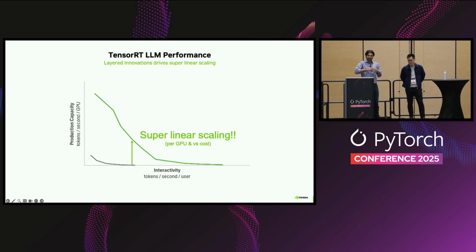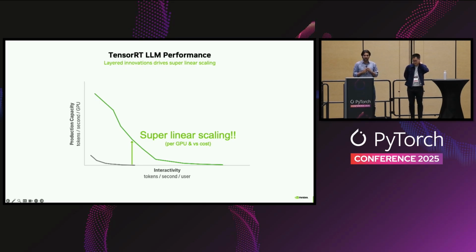So when it comes all together, the result of layering these techniques is a superlinear scaling of system production capacity at any given interactivity target, both with respect to the number of GPUs, and the superlinear scaling also persists even when you take into account the increased cost between different GPU types. Now, unfortunately, there is no free lunch here. Each technique that we talked about brings its own trade-offs and its own costs and complexities to deploy.